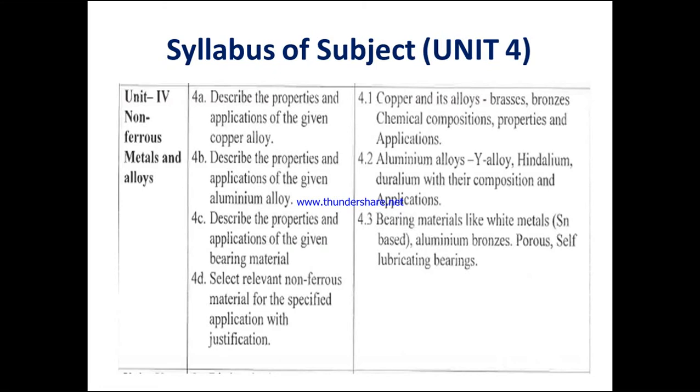So brass and bronze are the alloys of copper. Then the aluminum alloys, that is Y alloy, indalium and duralumin, that we have to study. And the last one is the bearing material. As we know, the bearing material is used in different applications, that is in fans or in automobiles. So that we have to study in unit number 4.